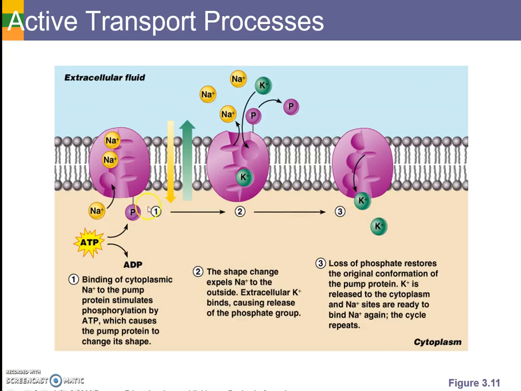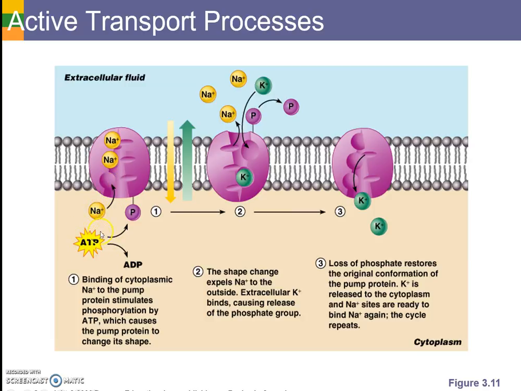Here we see one of the main active transport processes, which we're seeing our sodium-potassium pump. And notice in this, first thing I want you to notice is that we do have this protein embedded in the phospholipid membrane. This protein is a pump. It is active transport.